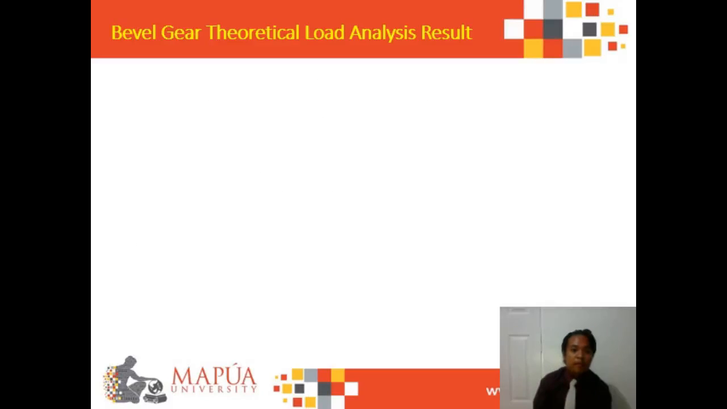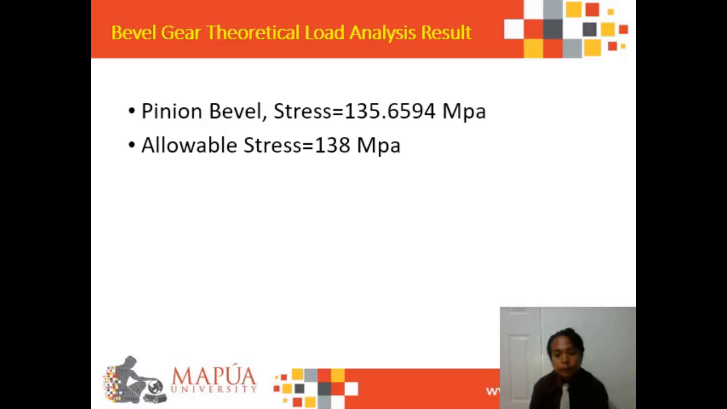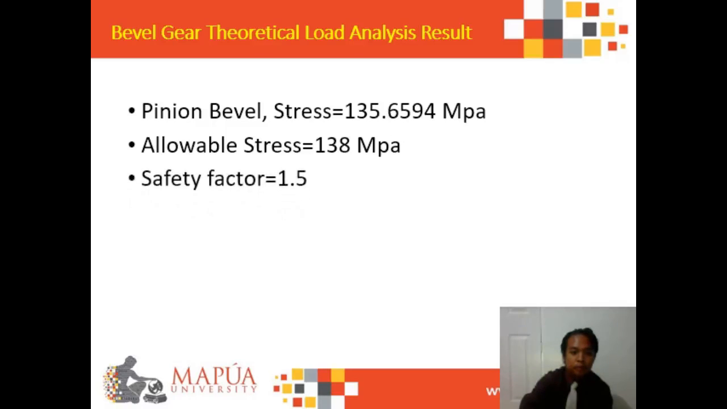So for the bevel gear theoretical load analysis results, for the bevel pinion, we got a stress of 135.6594 megapascals and an allowable stress of 138 megapascals, which says that our bevel gear is fairly safe. We use a safety factor of 1.5.